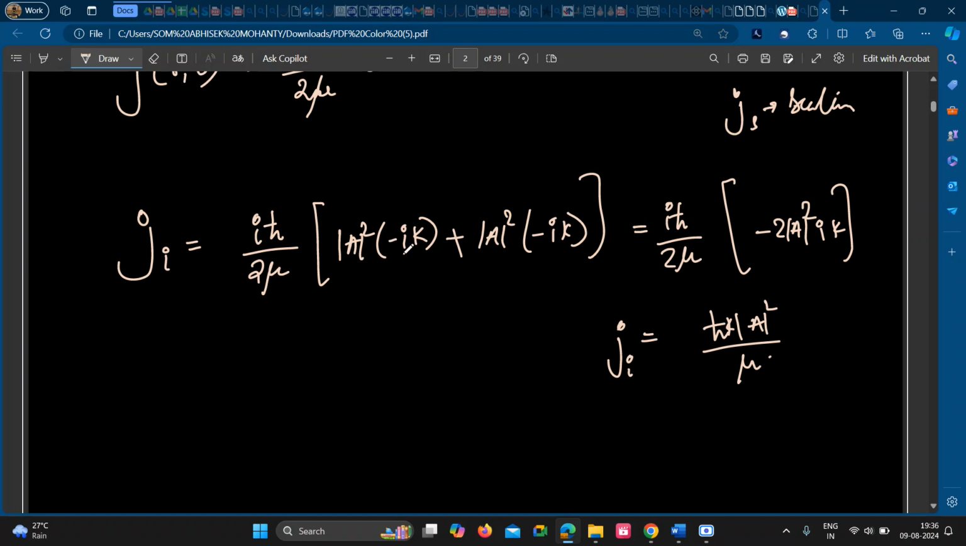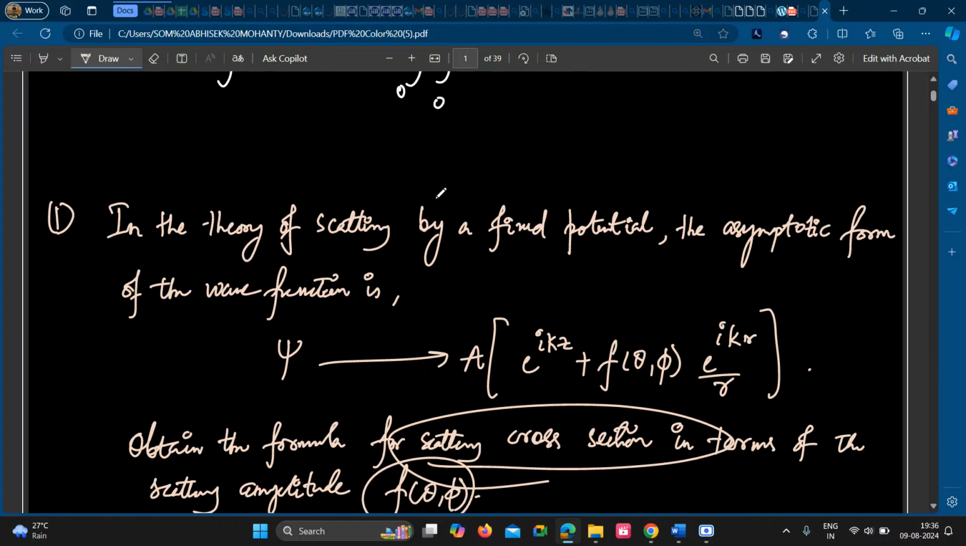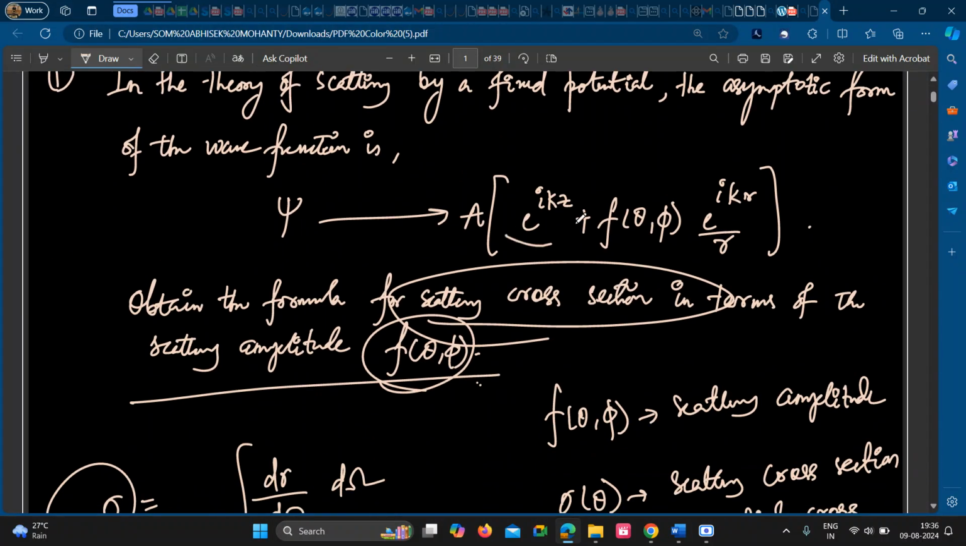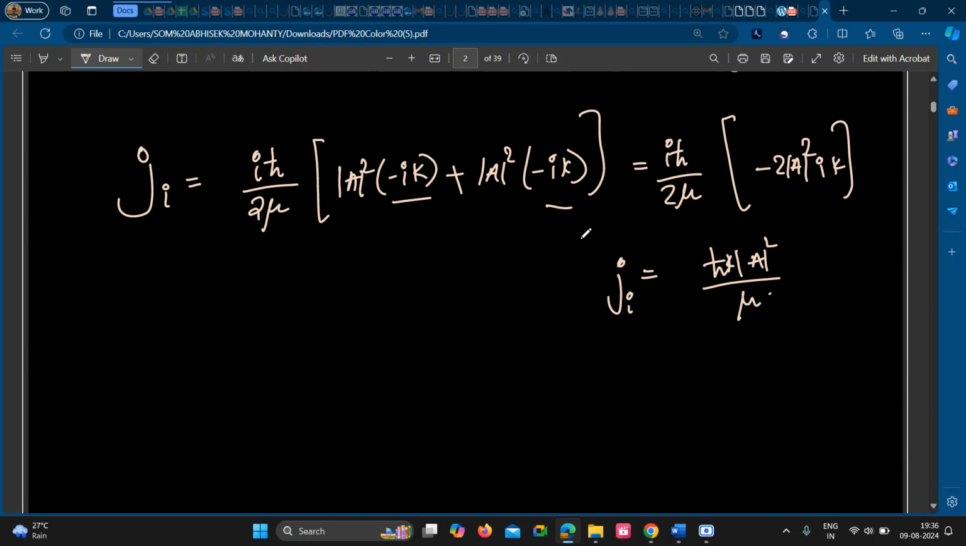So where is this minus ik coming from? It's coming from the wave that is given here. What is the wave given? e to the power ikz, plus the scattered term. From here we can see this is the incident term. So this is the incident current density. We got this one. Next is your scattered probability current density.